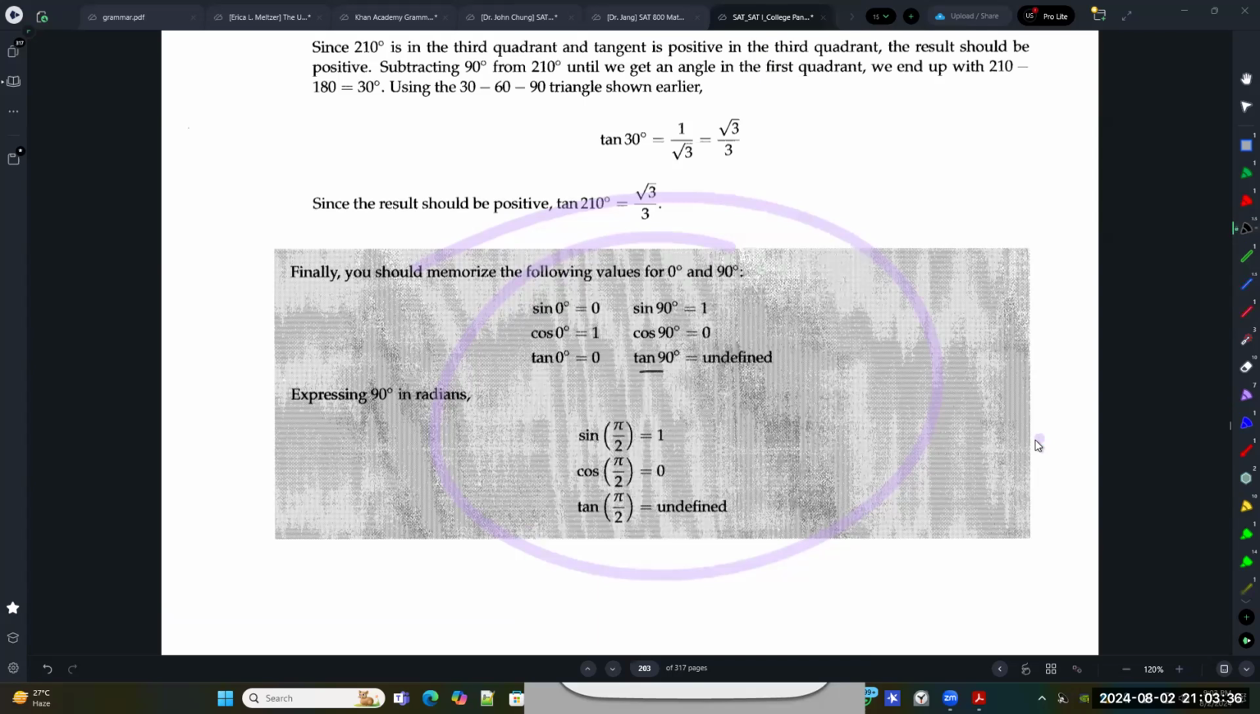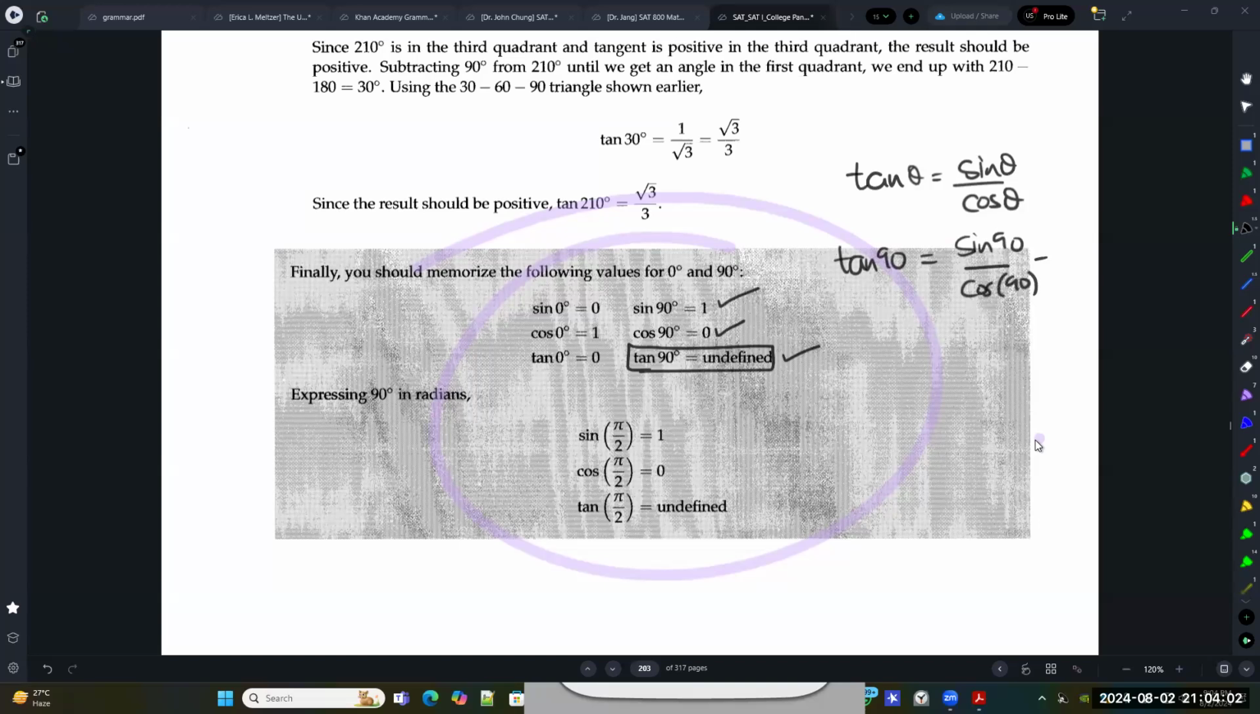I don't want to go and show you what the graph of tan 90 is. You don't need it. So it's undefined. Sine 90 is 1, cos 90 is 0. Remember, tan was sine over cos. Whenever cos is going to be 0, so sine 90 is 1 and cos of 90 is 0. So anything divided by 0 is undefined.